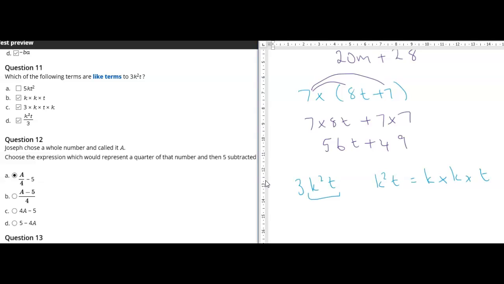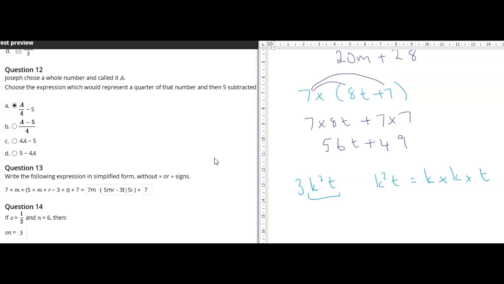So we've got k times t times k. But D is also a like term because it has k squared t. The only one that isn't a like term is this first one because the t is squared, not the k. So they're not like terms.